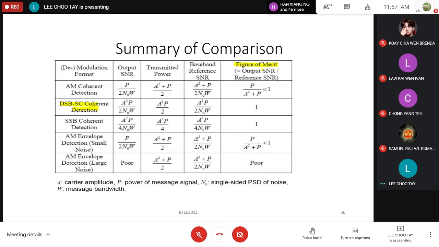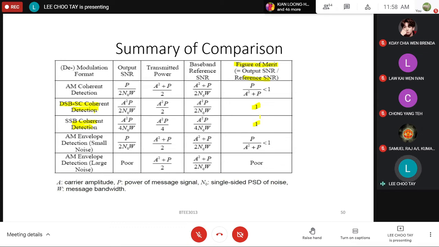What it means is the output SNR is the SNR of a double sideband suppressed carrier coherent modulation over the reference SNR. What is the reference SNR? The reference SNR is our baseband SNR. So the figure of merit for double sideband suppressed carrier with coherent detection is 1, because they are the same. The SNR is the same as the SNR for the double sideband baseband signal, so we have a figure of merit of 1. Similarly, single sideband coherent detection will also give you a figure of merit of 1.